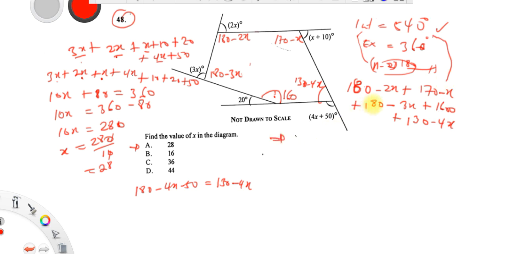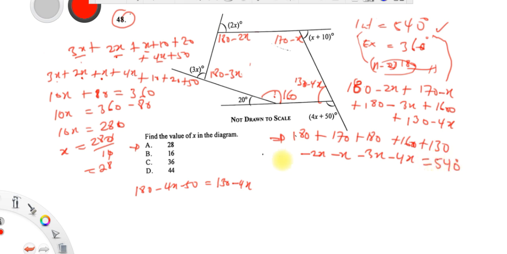So let us group all of them. We have the numbers: 180, plus 170, plus another 180, another 180, then 160, and then 130. Obviously, these are the numbers. And then we have the s terms: minus 2s, minus x, minus 2s, minus s, and then minus 3s, minus 4s. The sum should give us 540. Since we are summing, all the interior angles have to give us 540 degrees.